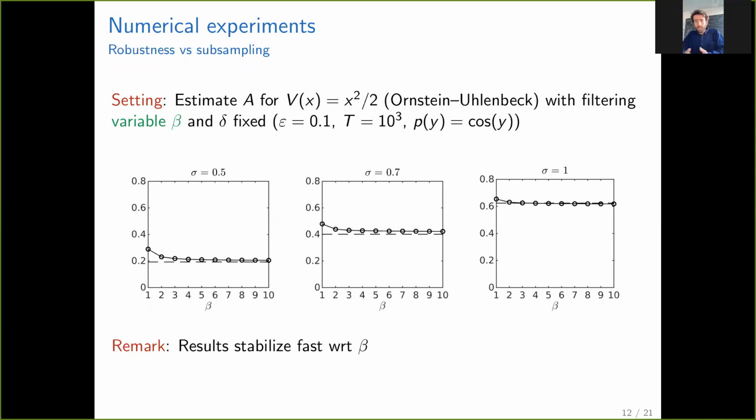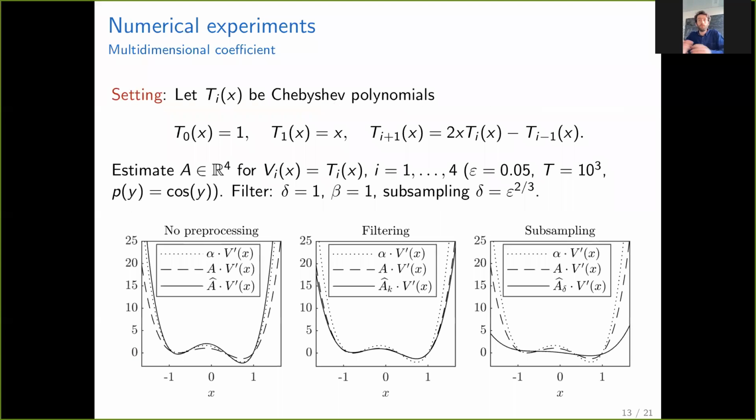I've solved this method using a multidimensional coefficient. So far, I've explained and showed experiments with only one coefficient. So let's do an experiment with multiple coefficients. We take the potential to be equal to the sum of four Chebyshev polynomials of the fourth kind.